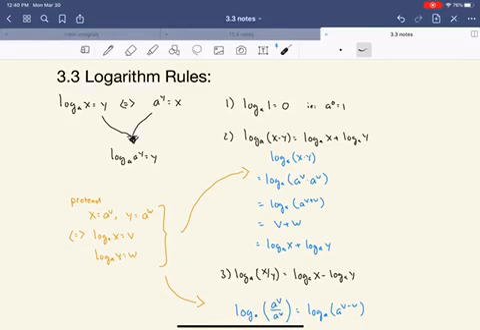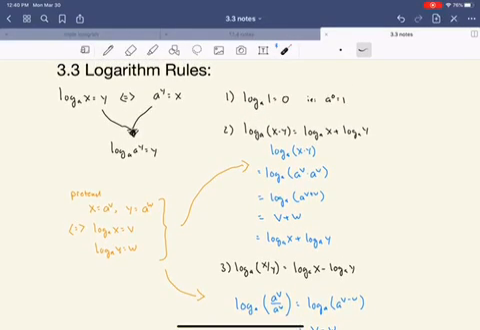First logarithm rule. Log base a of 1 equals 0. Okay, and this is just equivalent to saying a to the 0 equals 1, which is an expression we sort of understand now. Okay.